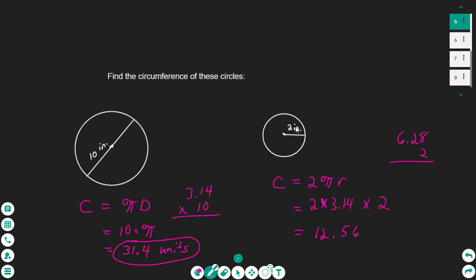And actually, they did give us units here. They gave us inches. So we're going to say it's inches. And I probably should have done that over here as well. This is not units here. This is going to be inches. There we go. All right. So hopefully that makes sense.